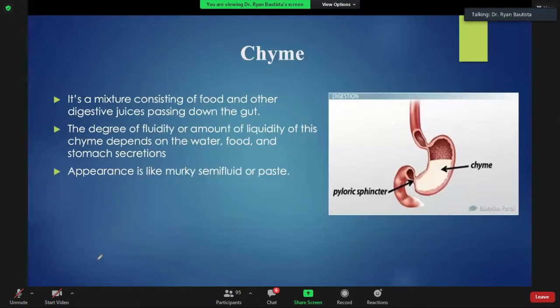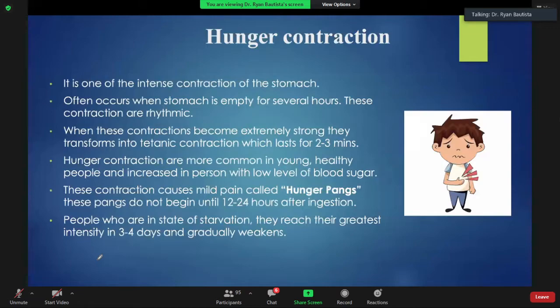So chyme, remember, is a mixture consisting of food and other digestive juices. Its appearance is murky, semi-fluid, or paste. Okay. So let's say you're fasting because you want to look sexy, or you're on a hunger strike because of your government. It occurs when you don't have any food present. This often occurs when the stomach is empty for several hours. Let's say you didn't eat for 12 hours.